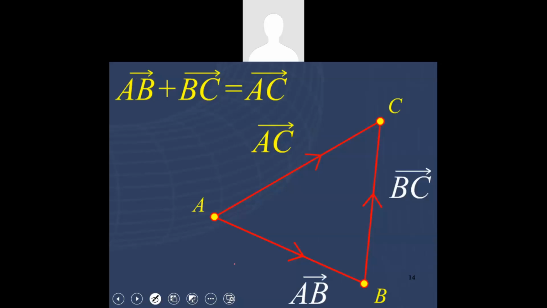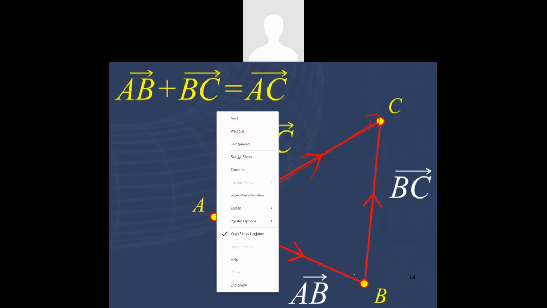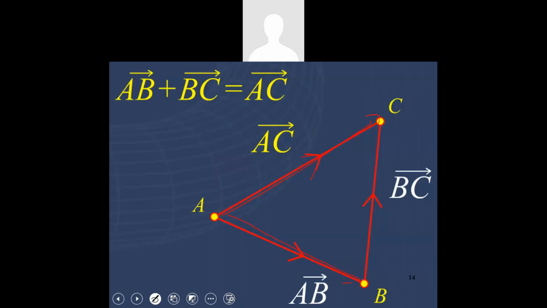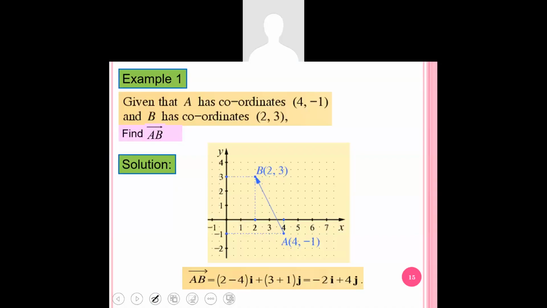So let's say you are looking for vector AC, macam ni. Okay, so from A to C, but you only know A to B. You only know the vector of A to B and B to C. So therefore AC would be the addition of vector AB plus BC. Macam tadi lah kita buat in the cube example.